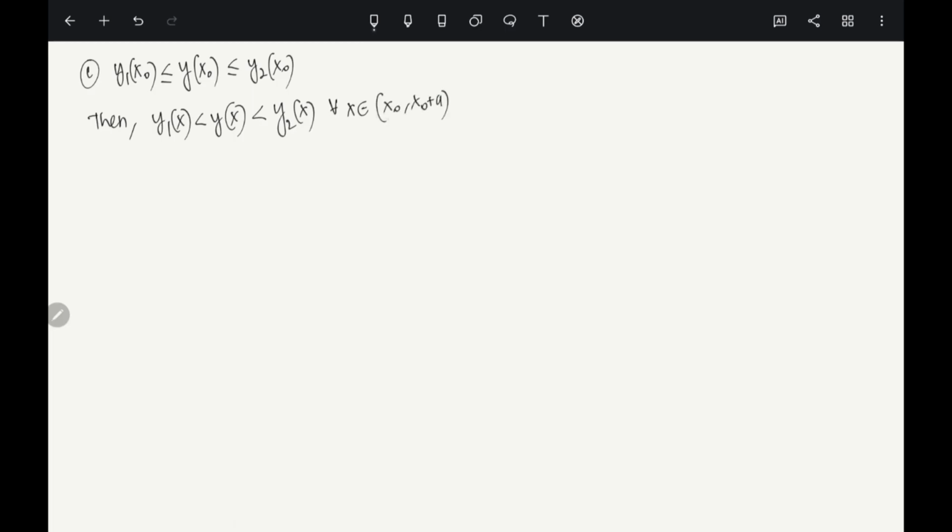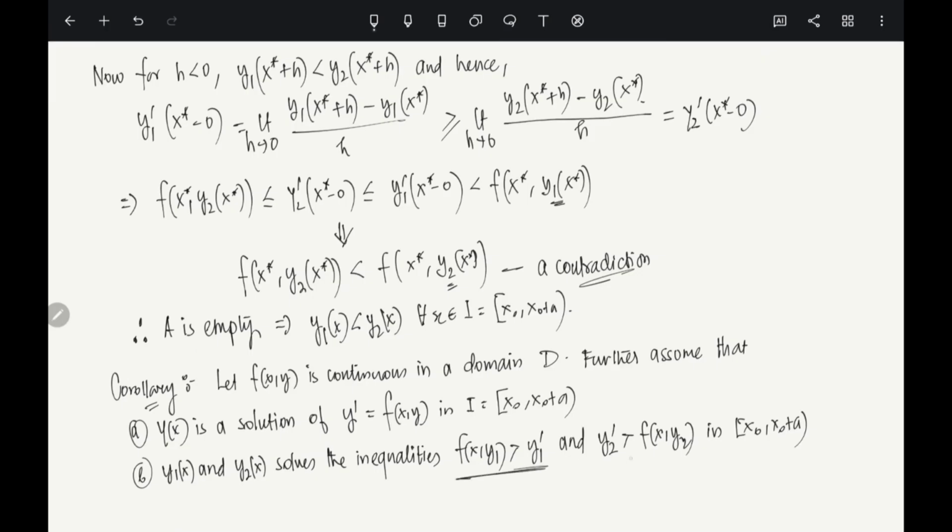Why am I writing open at x naught? Because at the closed endpoint x naught we are already given what y1 and y2 do. So what is the proof? Let's look at the proof. Another small remark I have to put here: you see why this inequality is strict? It is not less than or equal to. So he is saying that although at the initial data they may be equal, they have to part ways, so they have to be strict once they go out. And why is this happening? Because of this strict inequality. You see here, both the inequalities which we wrote are strict.